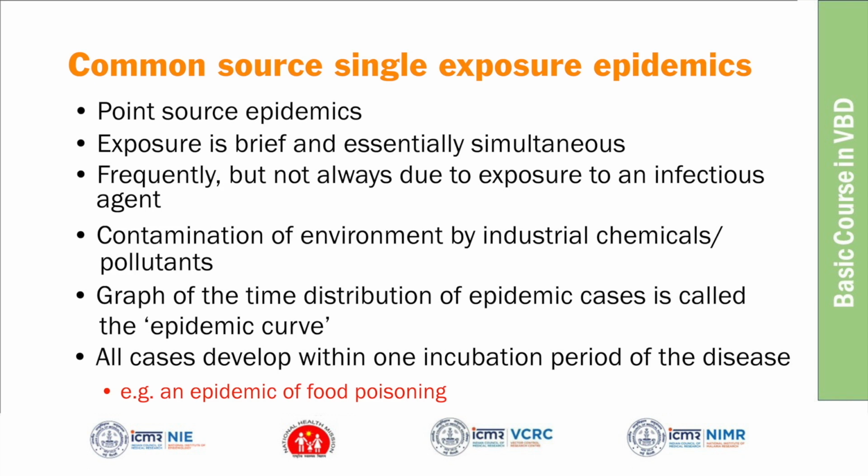So exposure is brief and essentially simultaneous, and frequently but not always due to exposure to an infectious agent. Usually it will happen with an infectious agent, but it can be the contamination of environment by industrial chemicals or pollutants as well. So a graph of the time distribution of epidemic cases is called the epidemic curve. Now here I am introducing another term which is very, very important in plotting the cases in epidemics, the epidemic curve. The example I have given here is the epidemic of food poisoning.